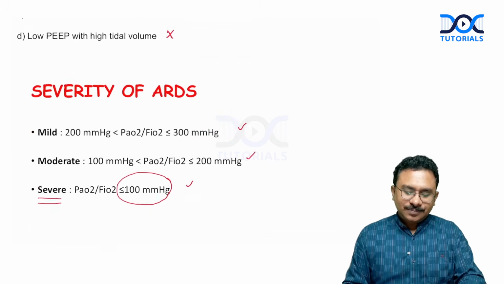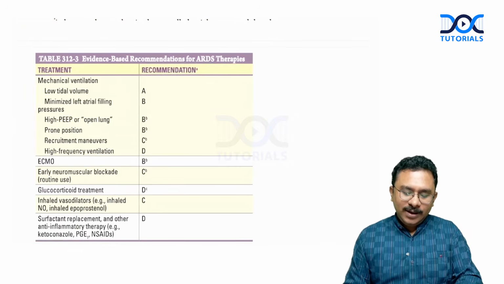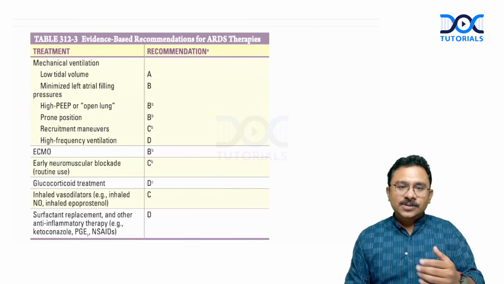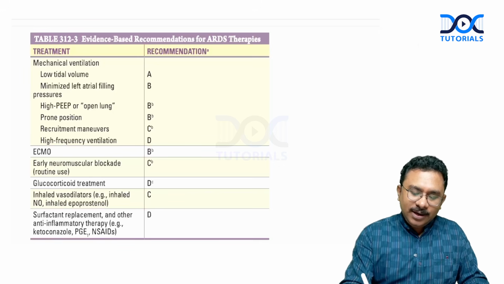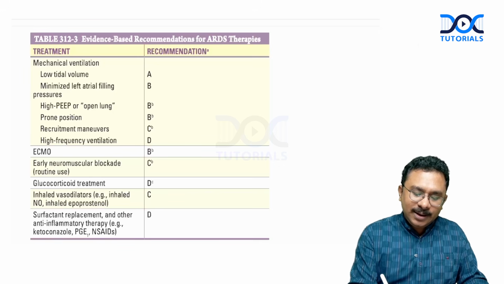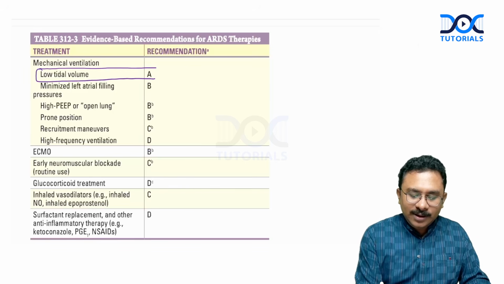Okay, right. Let's go to the next question. Meanwhile, you can also see the evidence-based recommendation strategies for ARDS, and you can very well notice that the best recommendation, or the level A recommendation, is for low tidal volume ventilation.